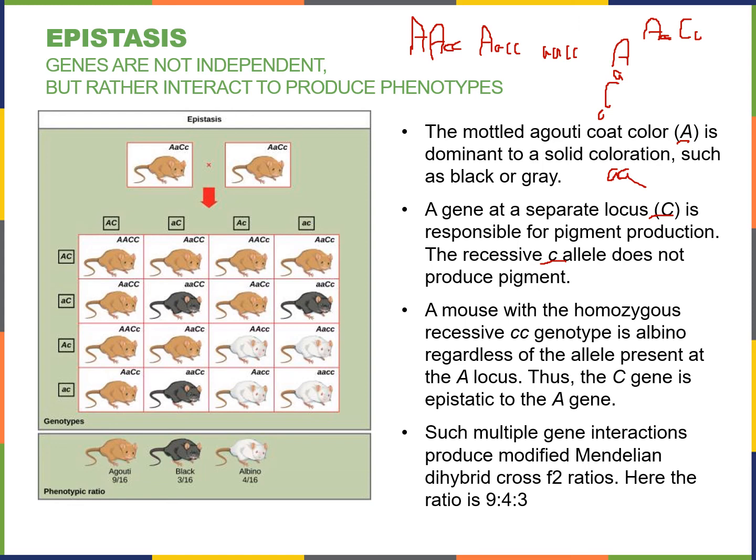This would actually generate offspring with a phenotypic ratio of 9 agouti, 3 solid, and 4 albino. So in this case, what gene is epistatic? What gene is hypostatic? Well, hopefully you told me that the C gene is epistatic to the hypostatic A gene. Again, such multiple gene interactions produce modified Mendelian dihybrid cross F2 ratios, and in this case, this F2 ratio is going to be 9 to 3 to 4. So I want you to work through this Punnett square, try these different combinations, cross these genotypes, and let me know if you can come up with the proper phenotypes. 9 out of 16 should be agouti, 3 out of 16 should be black, and 4 out of 16 should be albino.